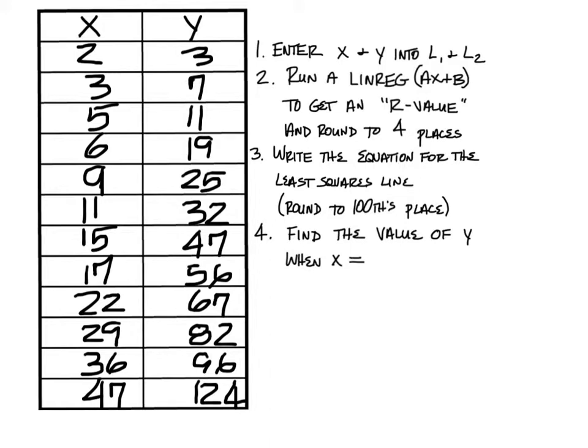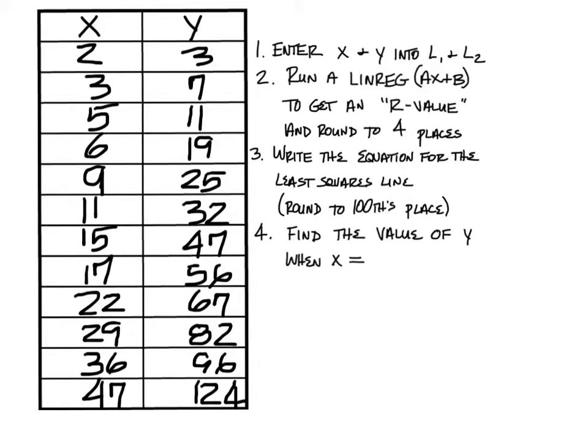When you go to enter in your data, put your cursor in the first cell on L1, put in the first number and hit Enter. And you'll hit Enter after each number that you put in there. So the X values are 2, 3, 5, 6, 9, 11, 15, 17, 22, 29, 36, and 47. You should have 12 numbers in that list.